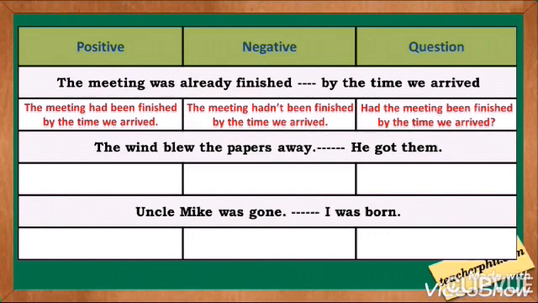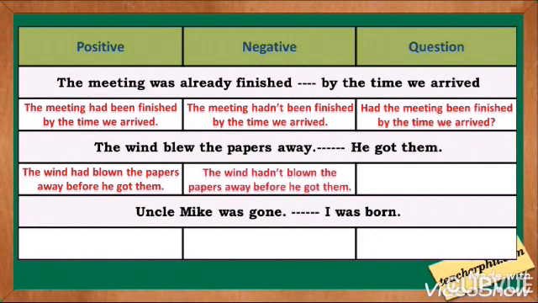The next example, the wind blew the papers away. He got them. What is the positive form? The wind had blown the papers away before he got them. What about the negative form? The wind hadn't blown the papers away before he got them. What about the question? Had the wind blown the papers away before he got them?